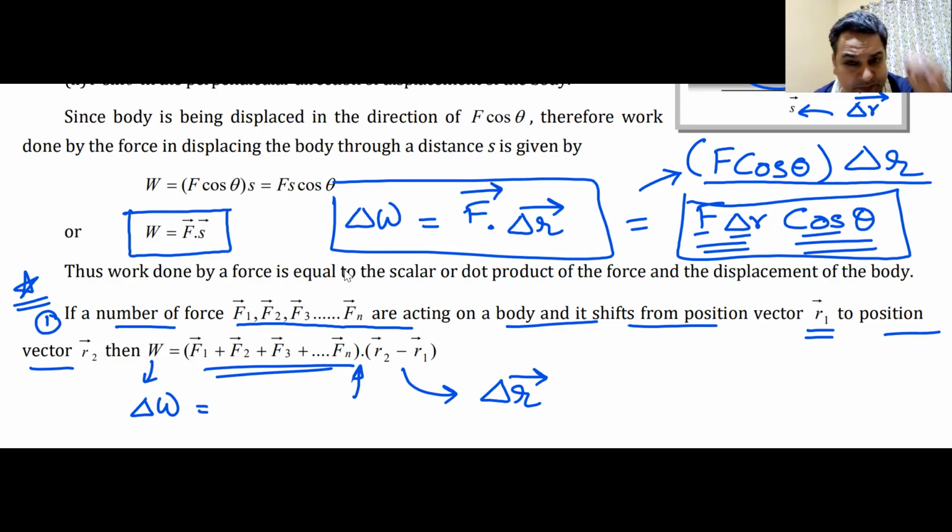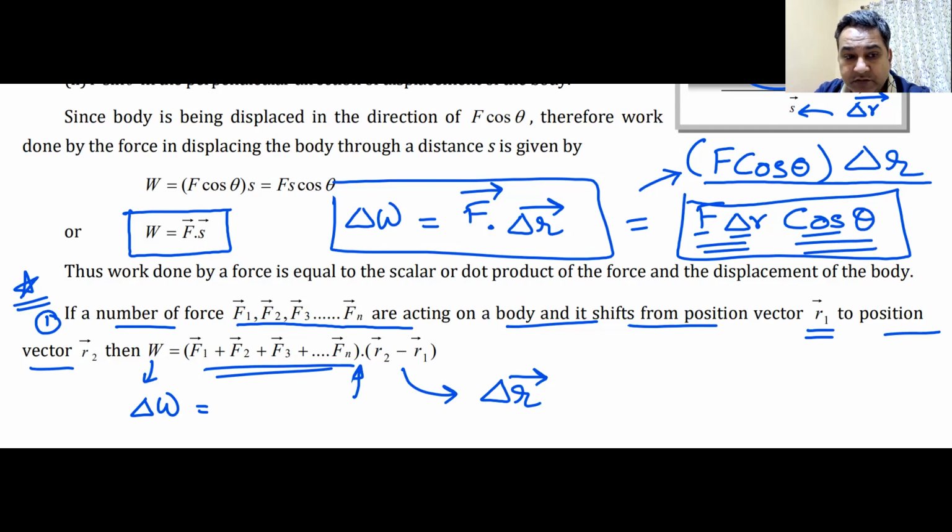I hope everyone understands this. The only difference we have made here is that instead of one force, we have more than one force, and we are supposed to find the displacement of the particle first. You will have the initial position vector and the final position vector. You have to find the displacement vector. Once you get the displacement vector, you dot the force with the displacement vector and you will get the work done by this complete thing. I hope everything is clear.